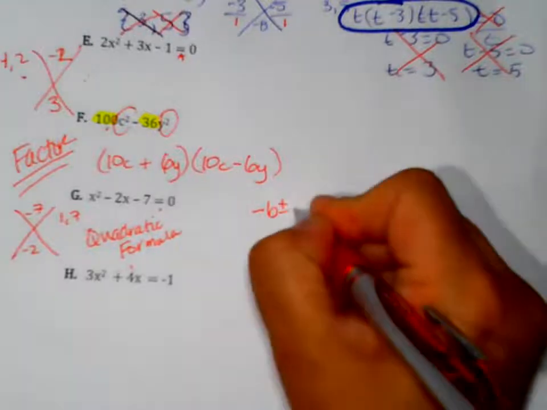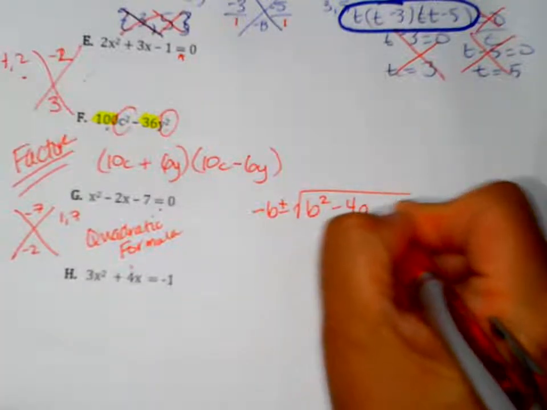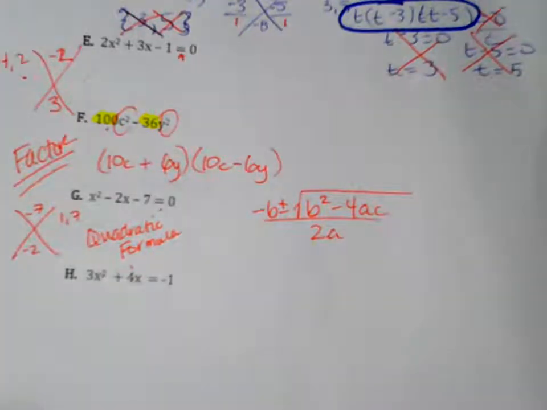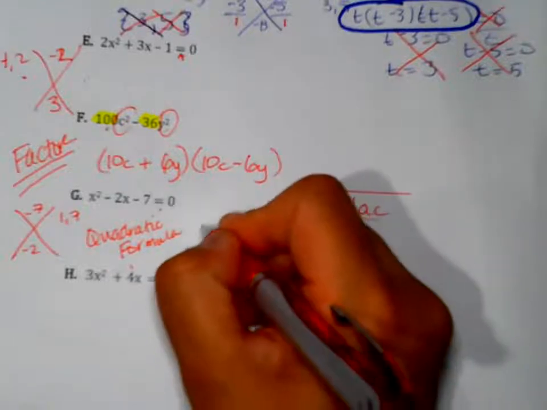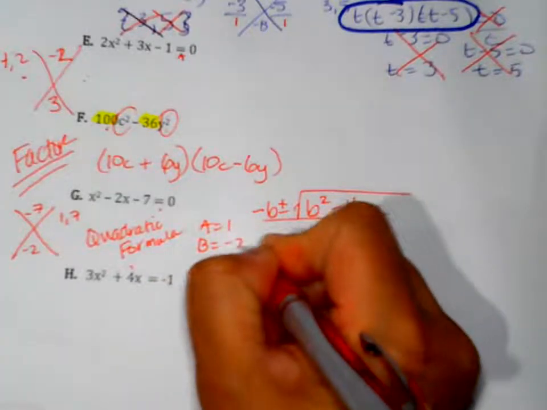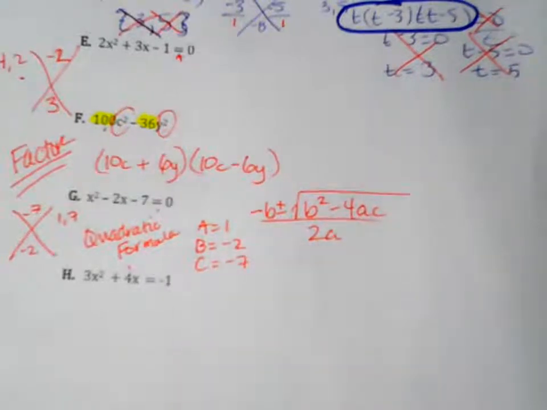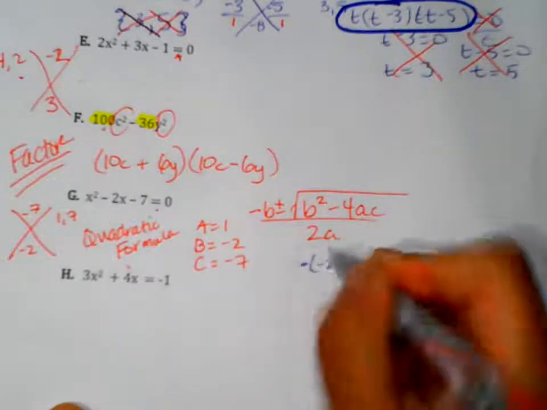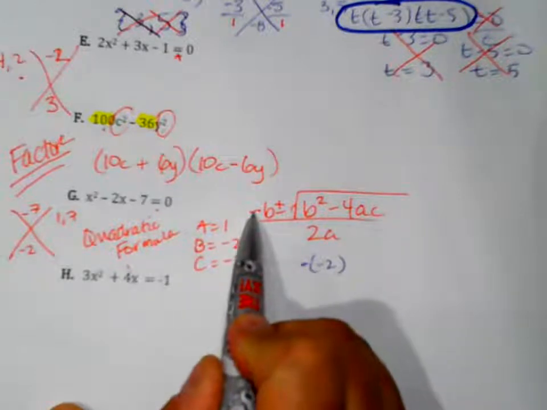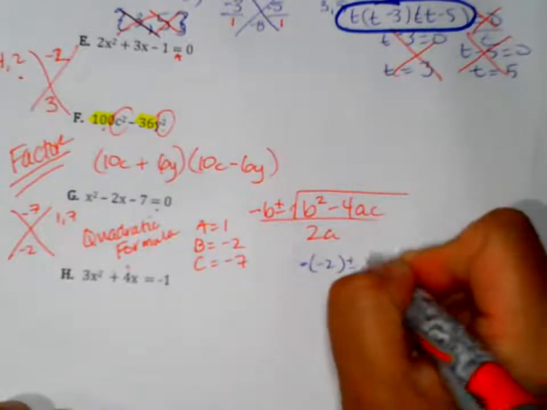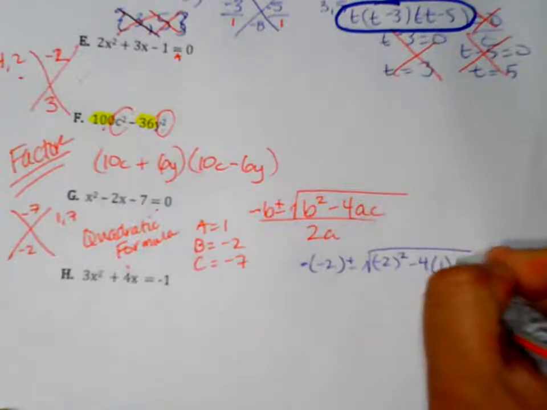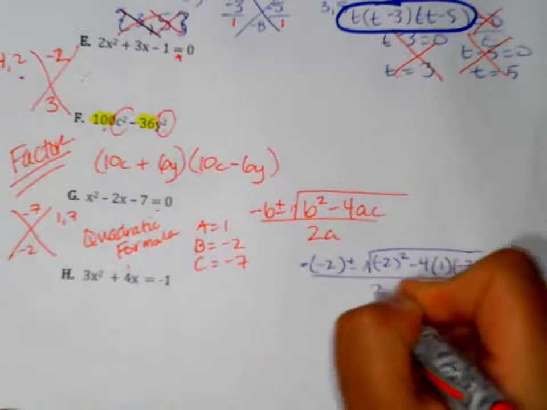Again, there's your quadratic formula. Let's identify our A, B, and C. I always think that that's the easiest way to do it to make less mistakes. A is equal to 1, B is equal to -2, C is equal to -7. Okay, so let's start plugging them in. I've got minus a -2, okay, because -2 is here, but that minus is part of the equation. Plus or minus the square root of -2 squared minus 4 times 1 times -7 all over 2 times 1.